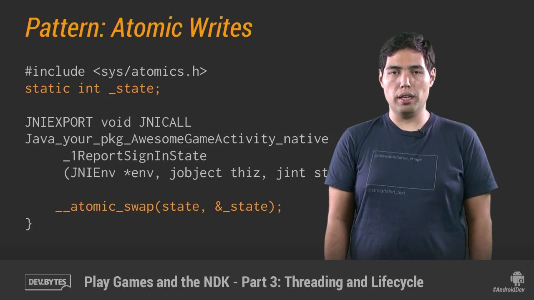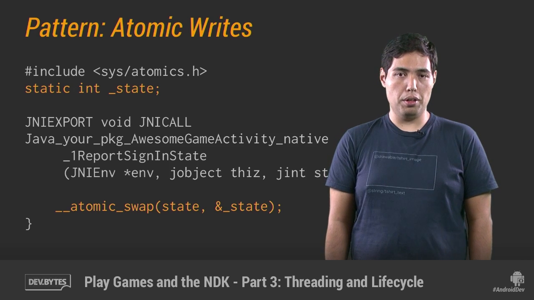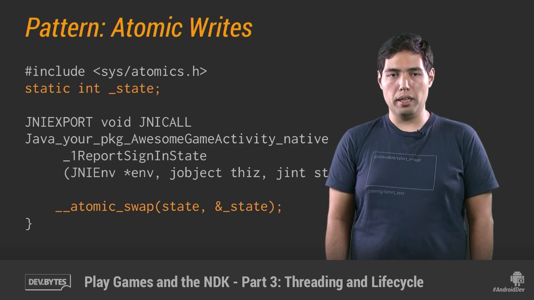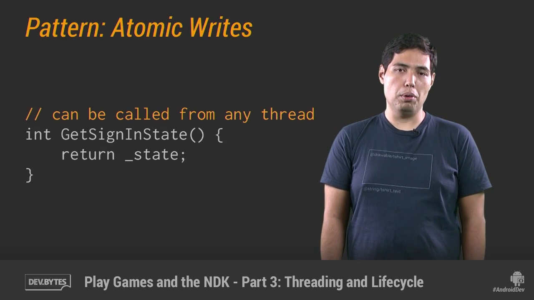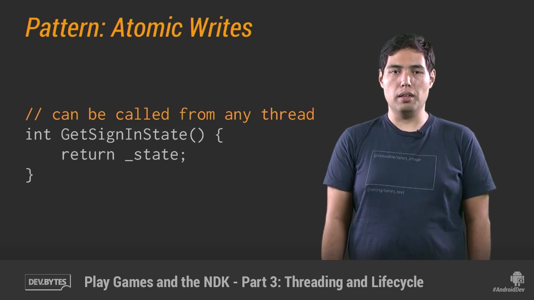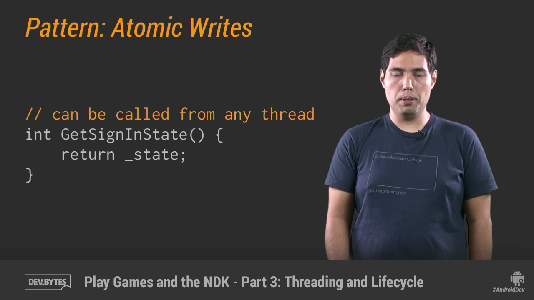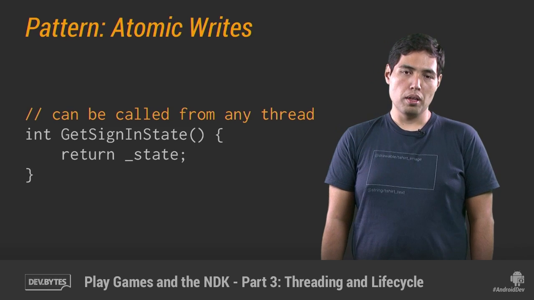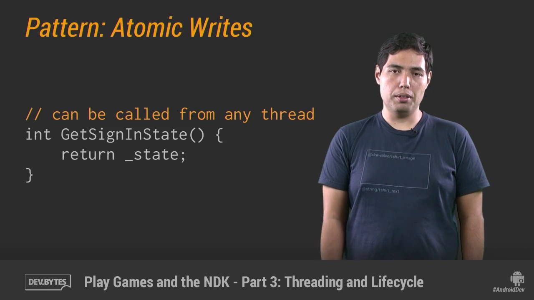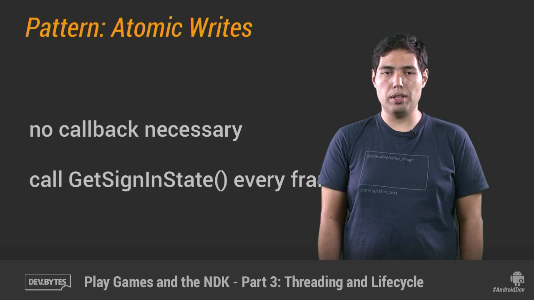In this case, we are getting the new state from the UI thread and then writing it atomically to that static variable called state. This means that when you try to read it from your game thread, you can just read it, because this can be called from any thread. Since the writing is atomic, you don't have to worry about race conditions there. So you get the state based on that. This means you can actually get the state on every frame.